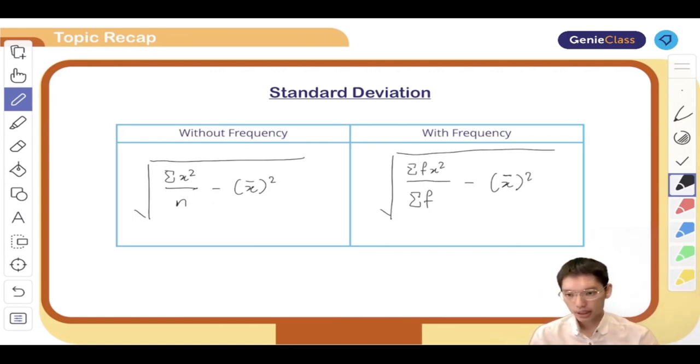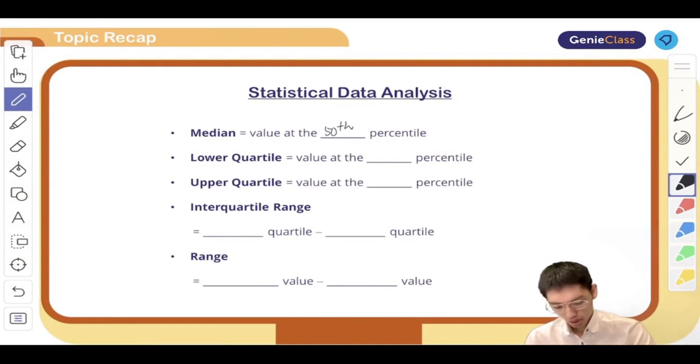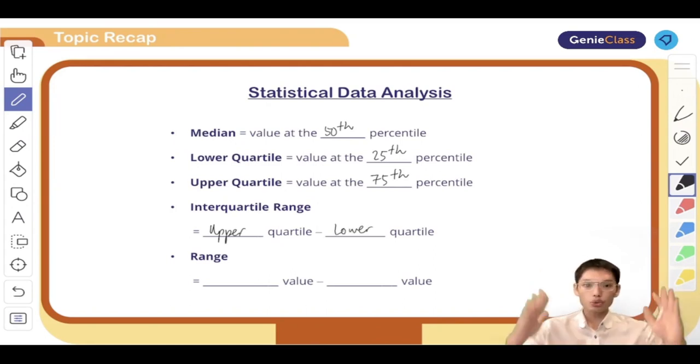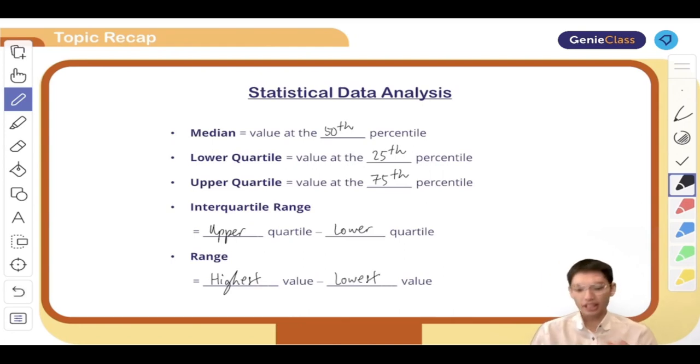Now, following up even further, we have the measures of spread. Median, how do we do it in percentiles? The median value is actually the 50th percentile, lower quartile is the 25th percentile, upper quartile is the 75th percentile, and interquartile range is the upper quartile minus the lower quartile. Range, we take the extreme values, so it's the highest value minus the lowest value. These are the different statistics we can look at.